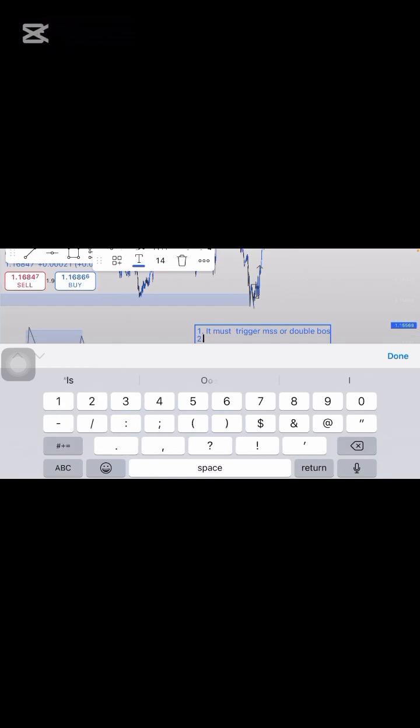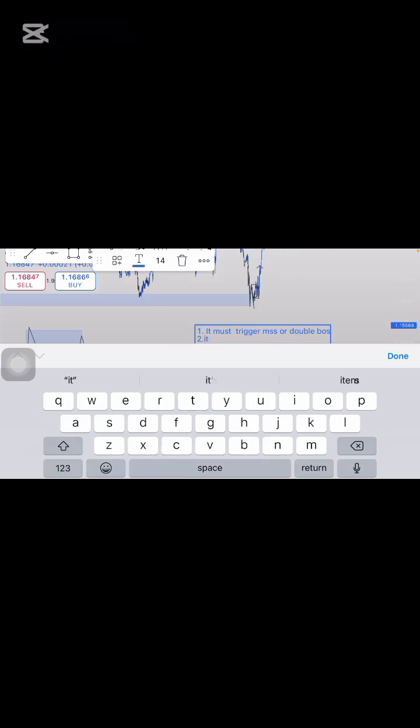Second one is it must have inducement, which is IDM, protecting it.